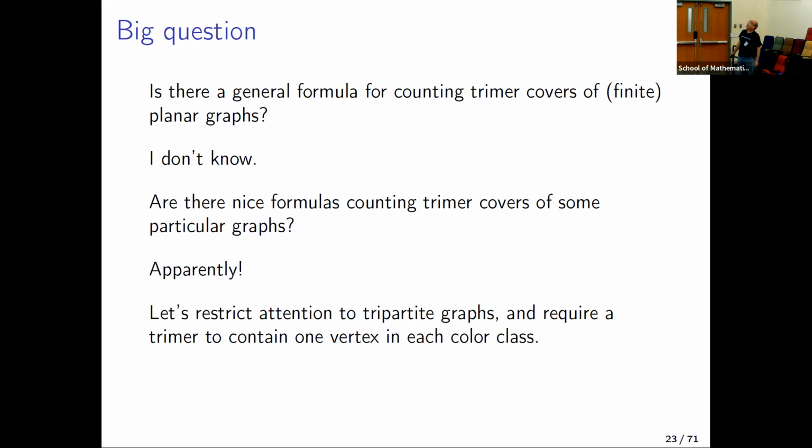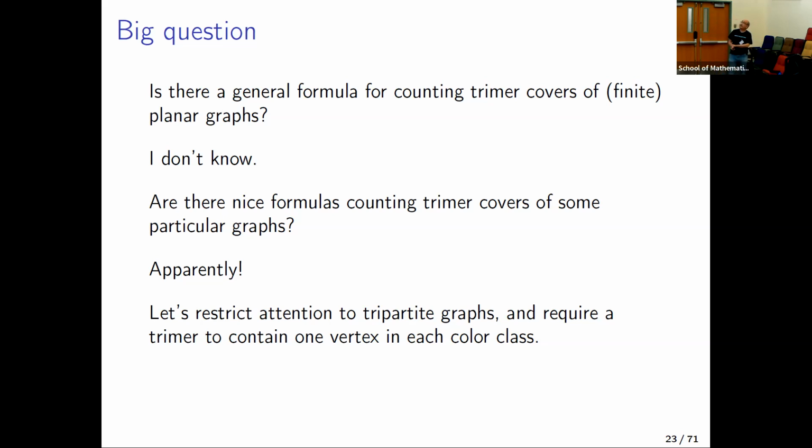Are there nice formulas counting trimer covers of some particular graphs, sort of analogous to the problems of counting domino tilings of Aztec diamonds, et cetera? I'm pretty sure the answer is yes. I say pretty sure because I haven't proved the formulas are true, but as is usually the case in enumerative combinatorics, when you find a pattern, usually it's not the universe thumbing its nose at you. Sometimes it is, but usually there's something there.